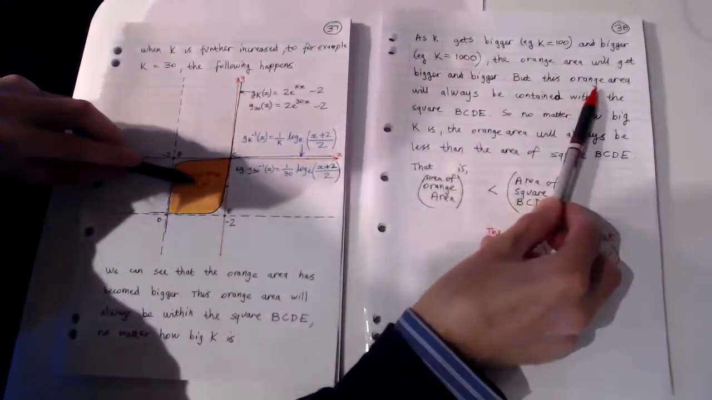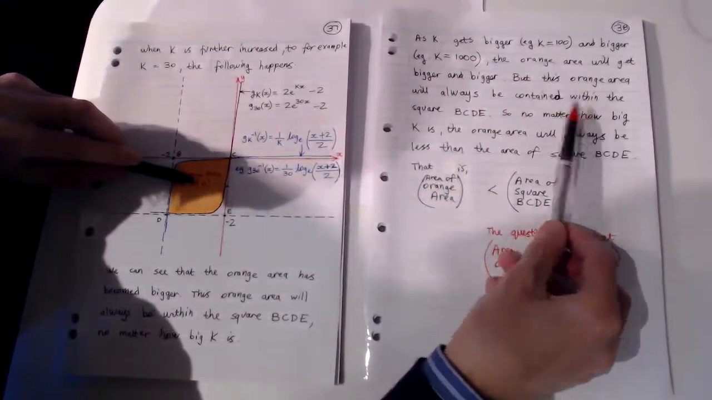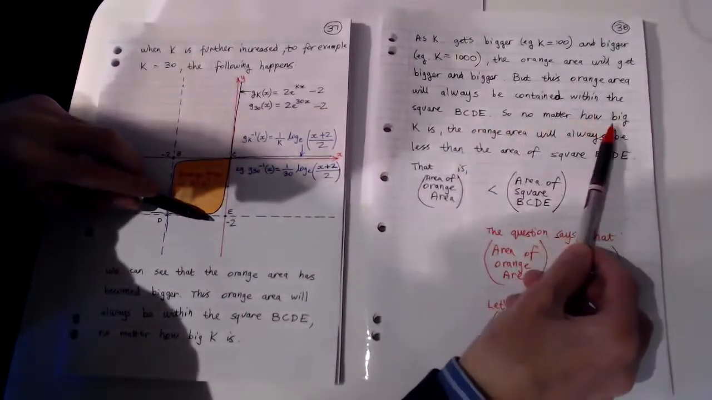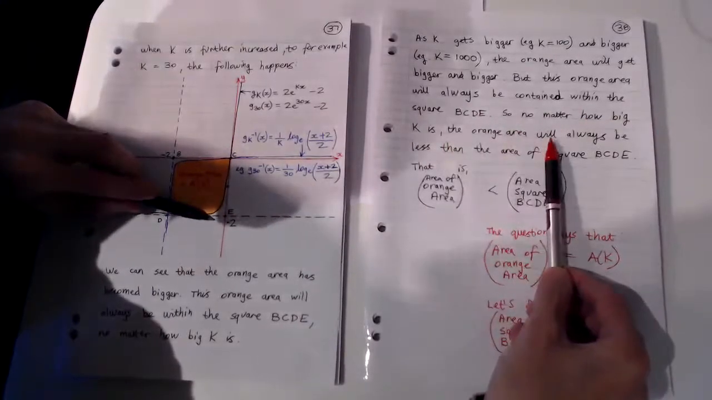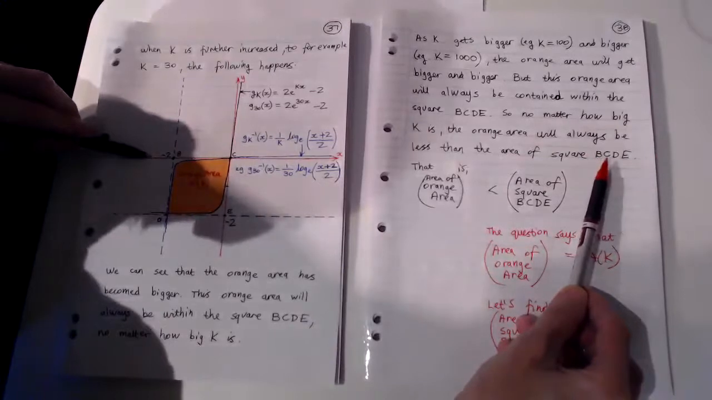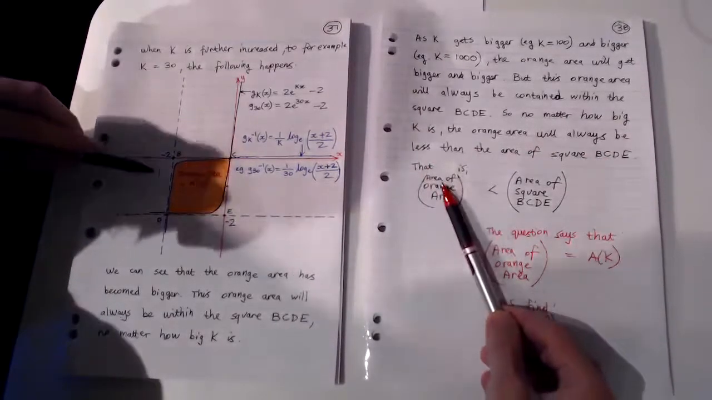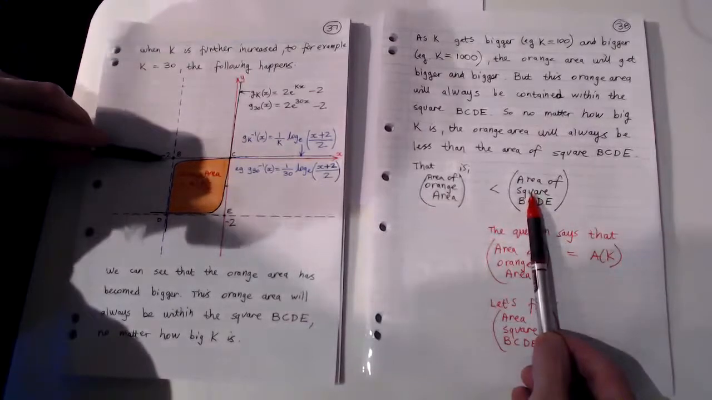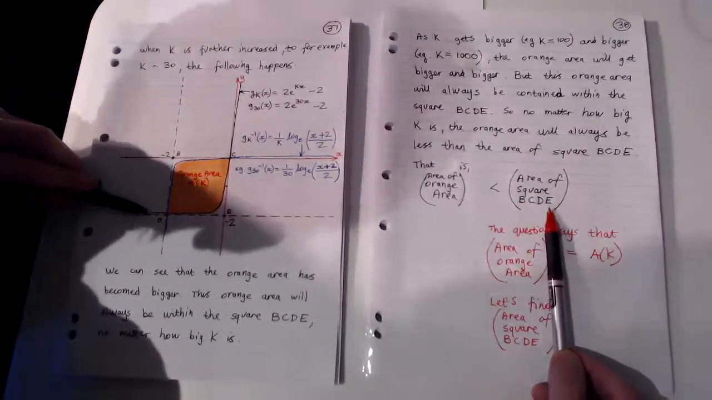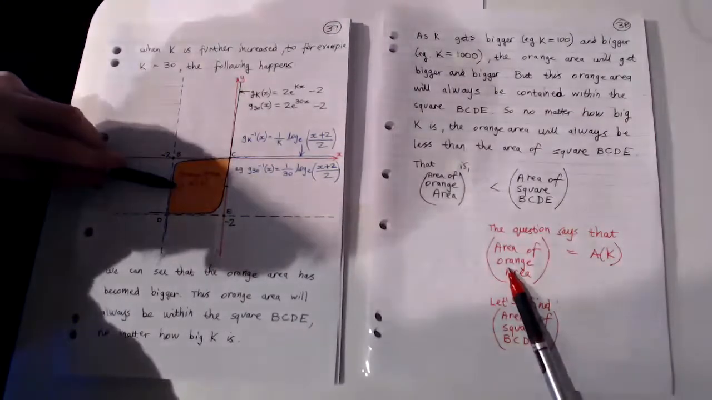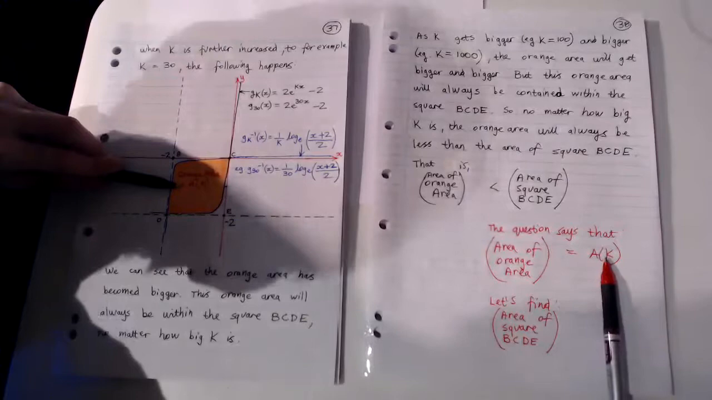But this orange area will always be contained within the square VCDE. So no matter how big K is, the orange area will always be less than the area of the square VCDE. That is, the area of the orange area is less than the area of the square VCDE. Now, the question says quite clearly that the area of the orange area is AK. So therefore, now let's find the area of the square BCDE.